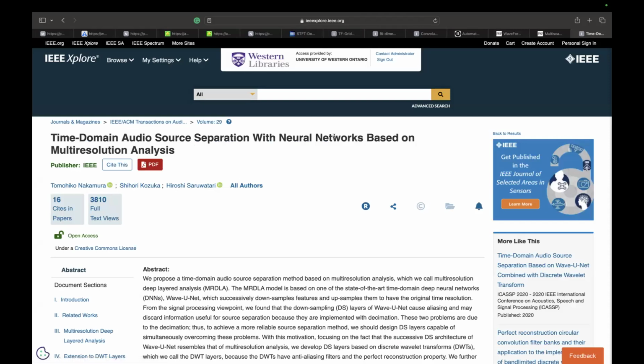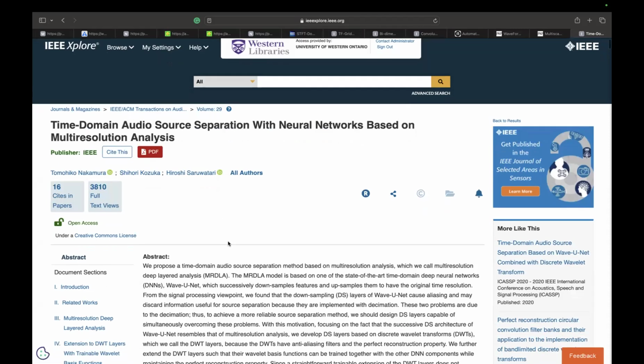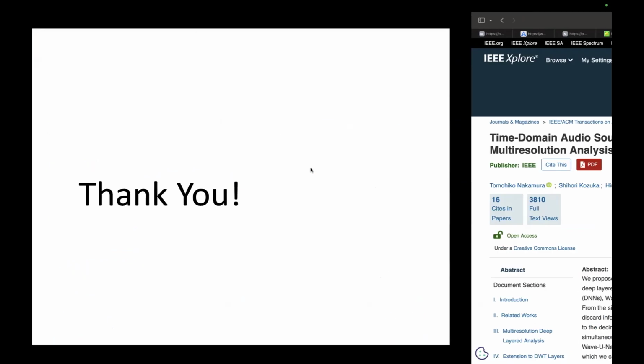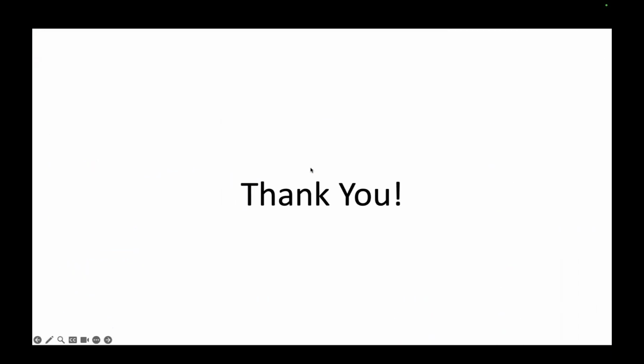This is audio source separation using discrete wavelet transform. So these are kind of the applications where these things are used. So that was pretty much it. Thank you. Let me know if there are any questions.